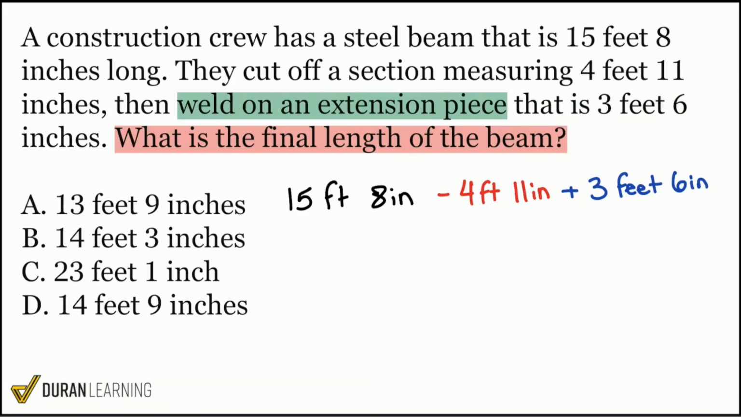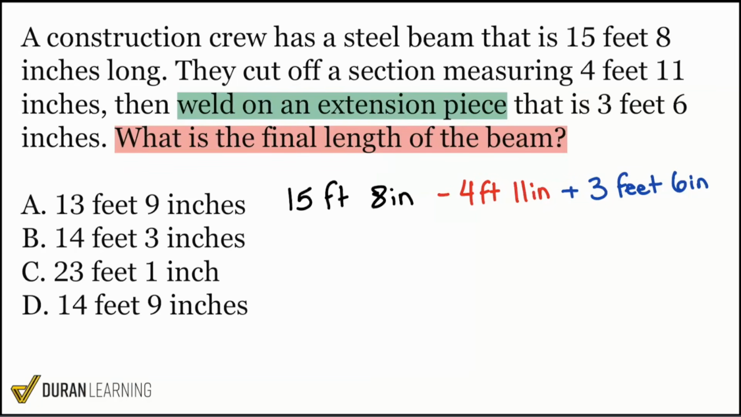Once you plan your route from what you have to what you're looking for, which is right here, that's when we want to perform the calculations. That's when we're ready to do the math. So let's go ahead and get after it here. We have 15 feet 8 inches minus 4 feet 11 inches plus 3 feet 6 inches.